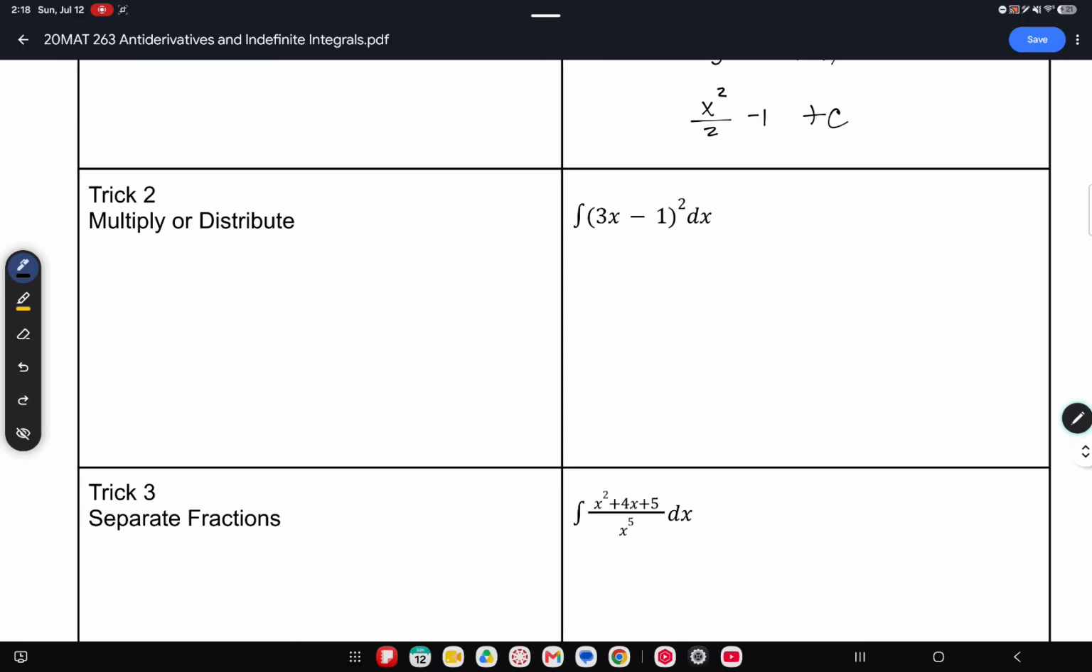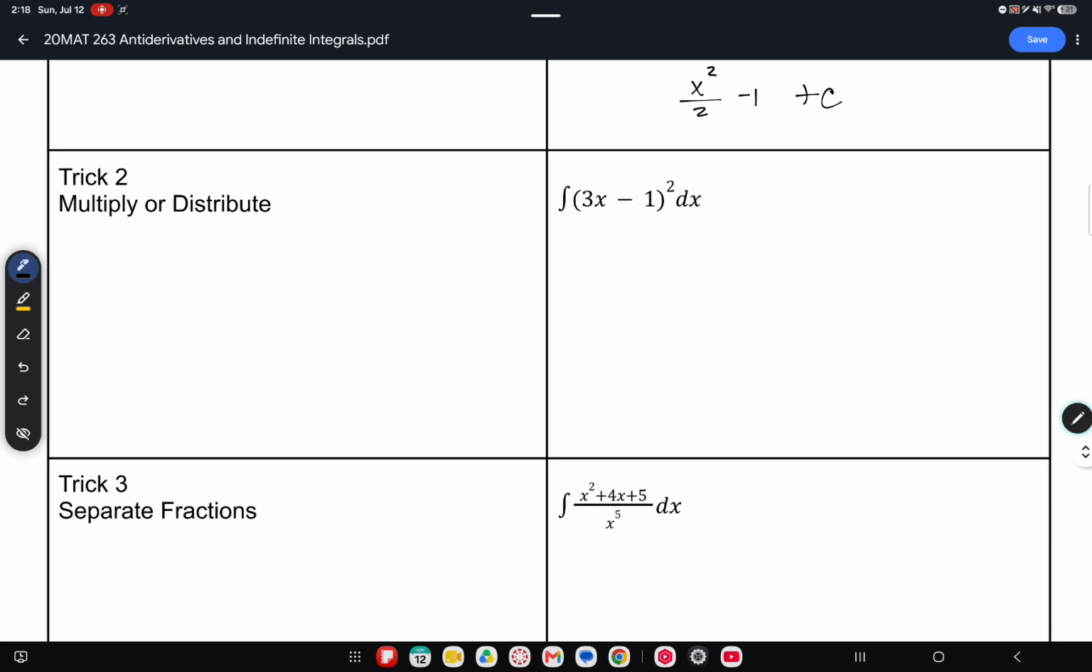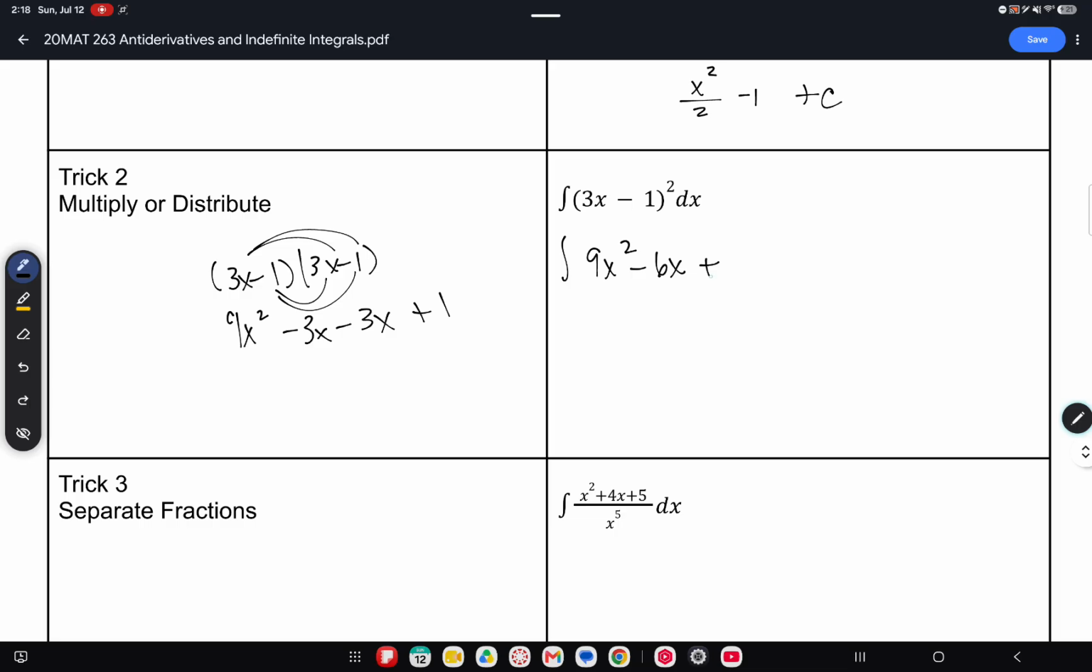All right, until we know substitution, we can't really do anything with this just yet. So we might have to multiply all of that out. So that 3x minus 1 squared is going to be, let's see, 9x squared. And then I'd have minus 3x minus 3x and plus 1. So really I've got 9x squared minus 6x plus 1 dx.